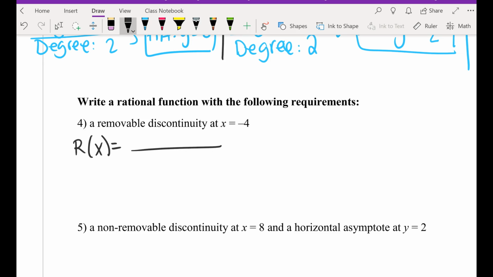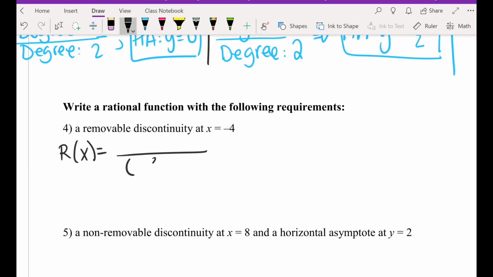What does it mean to have a removable discontinuity? It can be canceled. I can cancel. Okay. What do we do for x equals -4? How do we get that value? How do we go backwards? What do we put in the equation? X plus 4. Okay. Remember, discontinuity is what the bottom can't be. So I'm going to start with x minus, guys. It's always x minus. And then your x value is -4. That's how some of us know right away it's x plus 4.